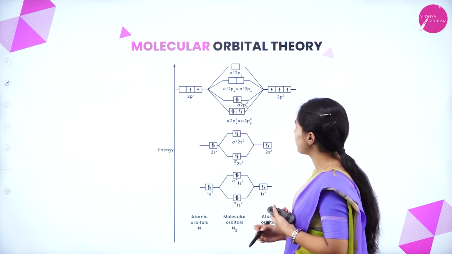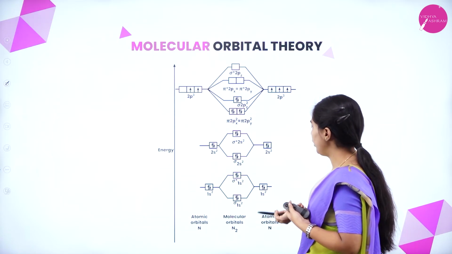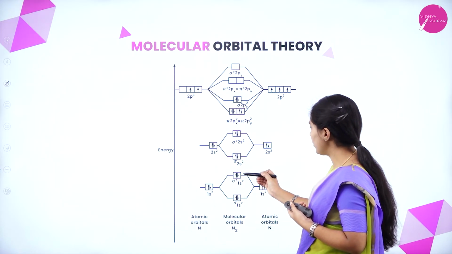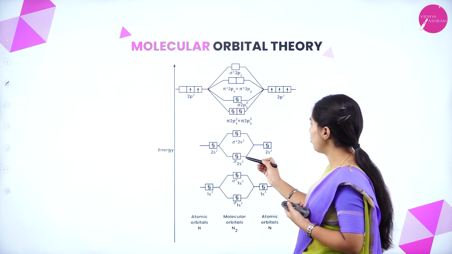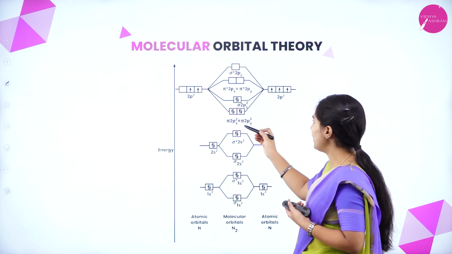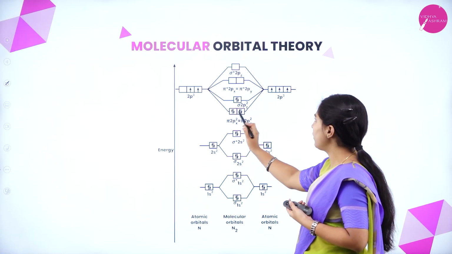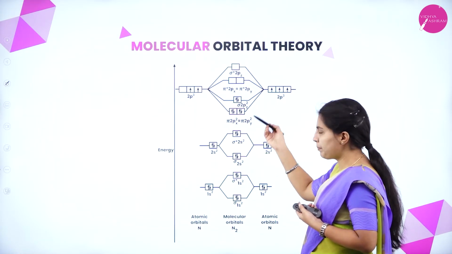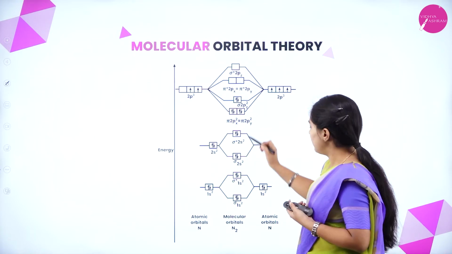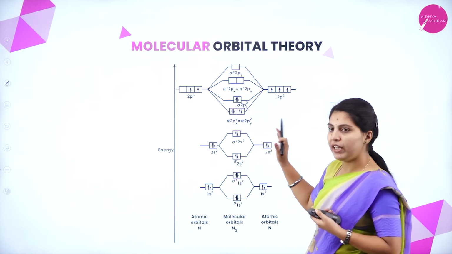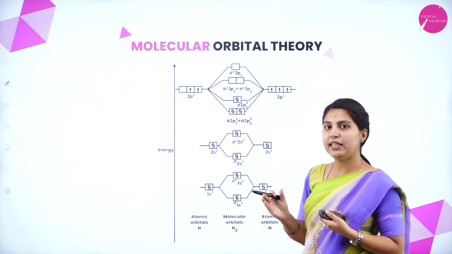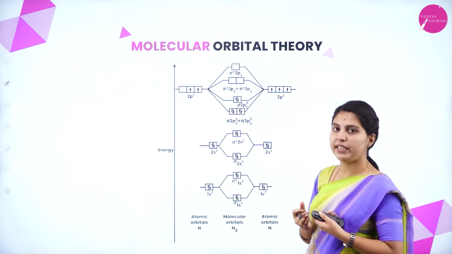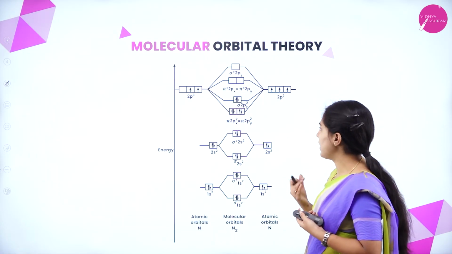See here, this is the N2 molecule, sigma 1s2, sigma star 1s2, sigma 2s2, sigma star 2s2. Here pi 2px and pi 2py are equally present and sigma 2pz is also paired. Since it is paired, 14 electrons are there. That's why all the molecular orbitals are completely filled. We can tell that this molecule is diamagnetic and it is highly stable.